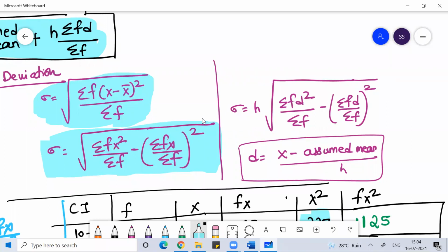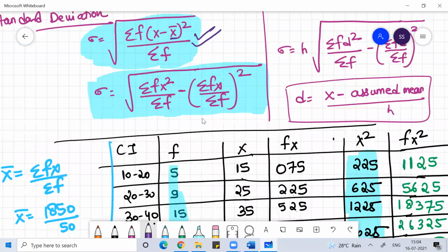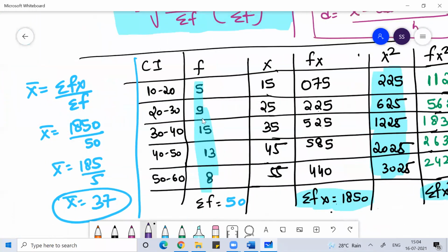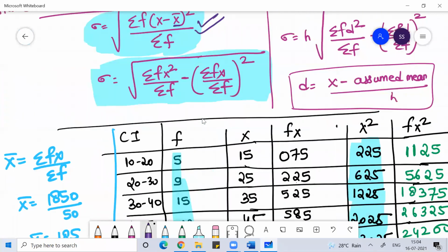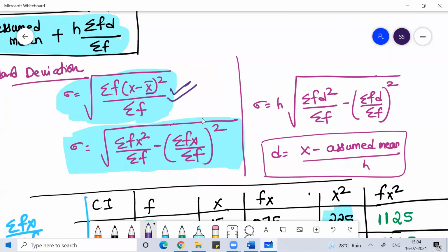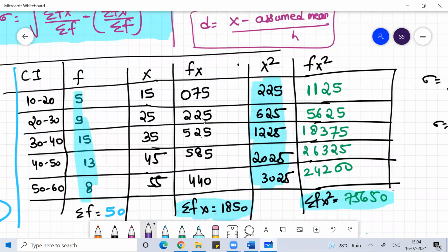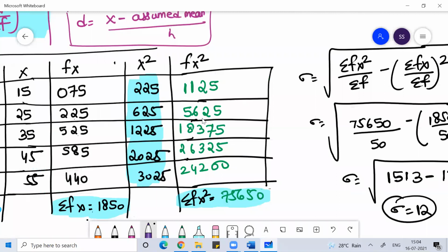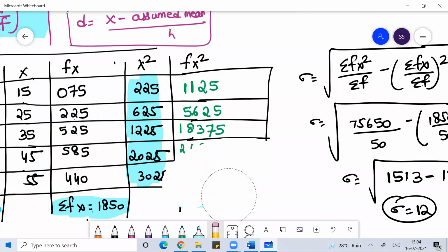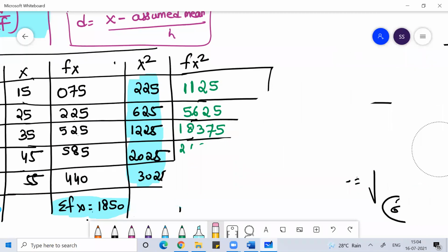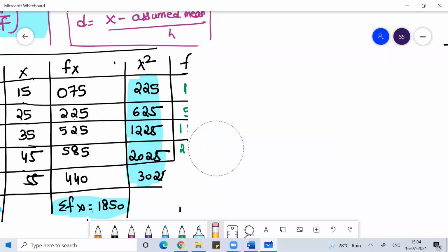So if you want to use this formula, then you need x bar. X bar you already know, na? X bar is already 37. So what you need to do is find x minus x bar, do the square of that, multiply with frequency. Your work will be done. And then you can calculate the standard deviation. So I'll do that calculation now.